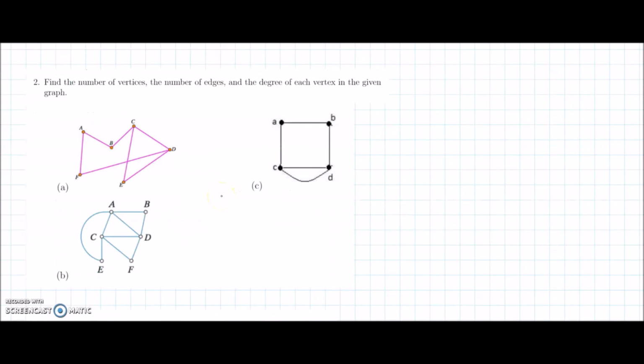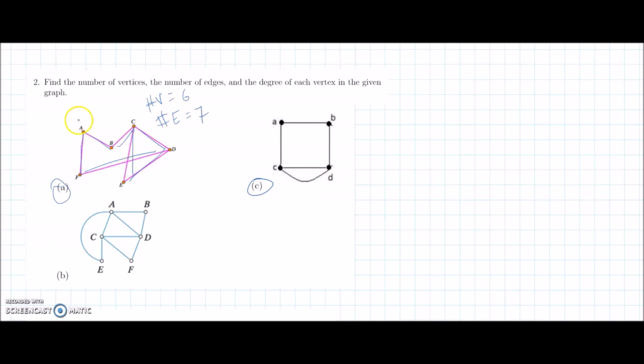All right, this example gives us 3 graphs, part A, part B, and part C, and we want to find the number of vertices, the number of edges, and the degree of each vertex. Okay, so I'm going to do A and C. So A, how many vertices are there? 1, 2, 3, 4, 5, 6. That's easy. The number of vertices is 6. How many edges? 1, 2, 3, 4, 5, 6, 7. The number of edges equals 7.